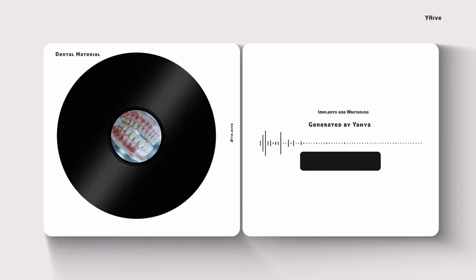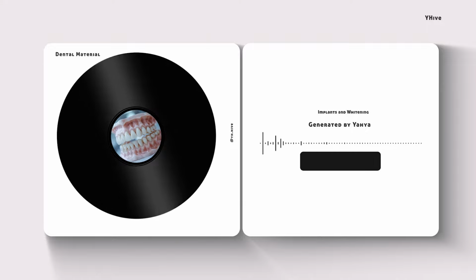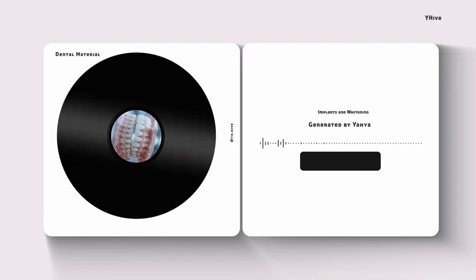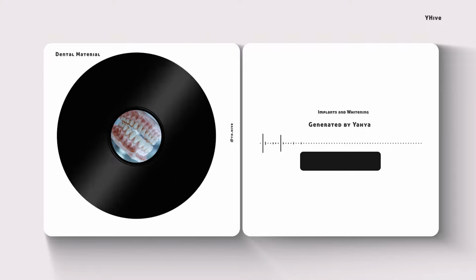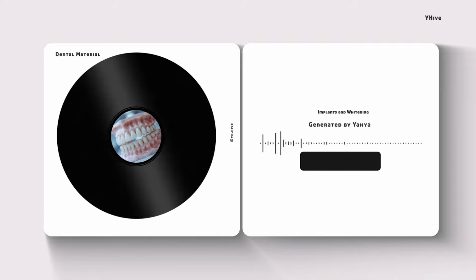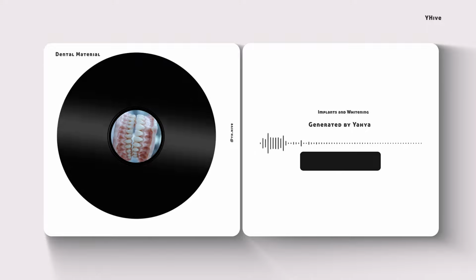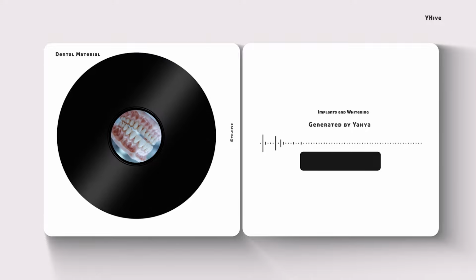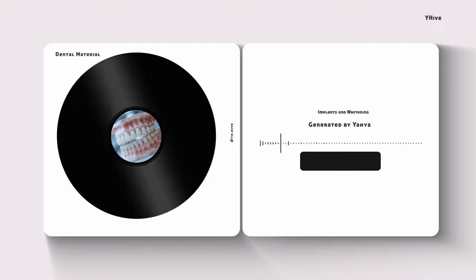Exactly. Once it's healed and integrated with the bone, we do a second, smaller surgery to expose the implant and attach what's called a healing abutment, which is a small connector that sticks out through the gums and allows us to start the process of attaching the artificial tooth. So two stages makes sense.